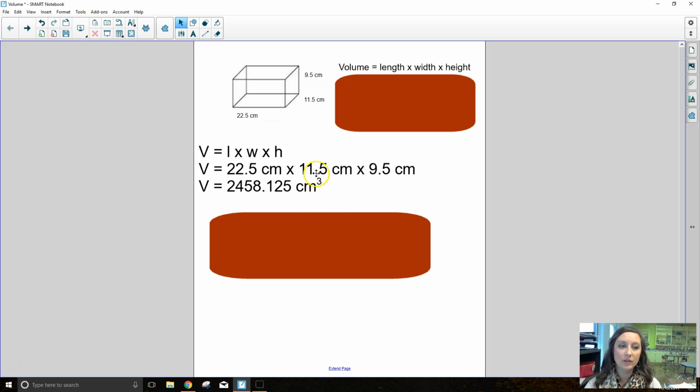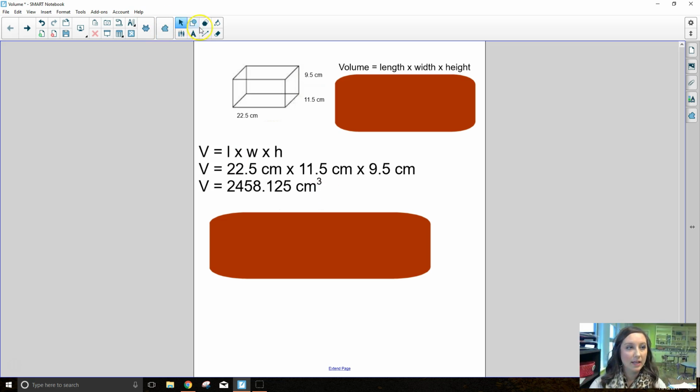And then let's take a look at what happens to our units, because our units changed here. What we did here was centimeters times centimeters times centimeters. Because we're multiplying 3 dimensions, this is 3D, our units are actually going to get cubed. So we say that this is centimeters cubed.